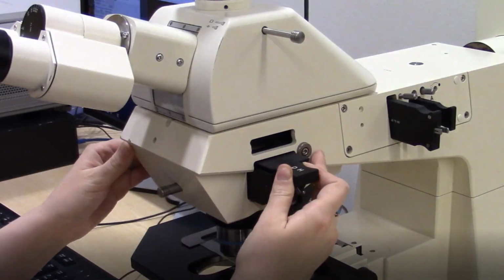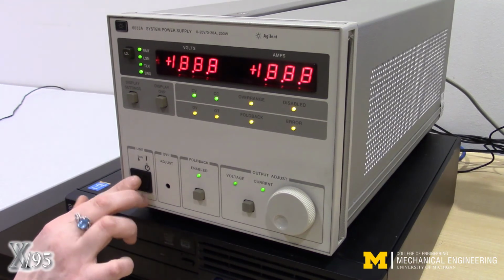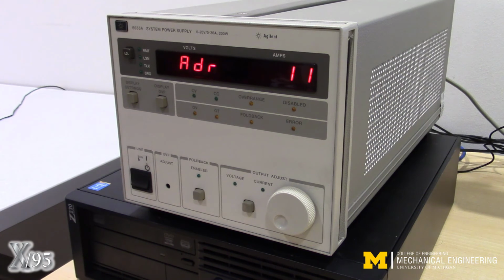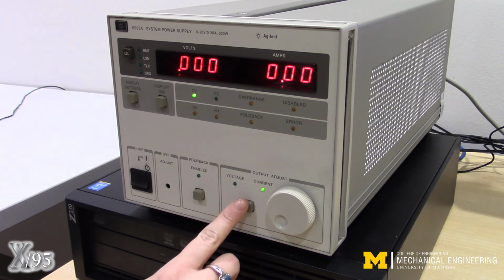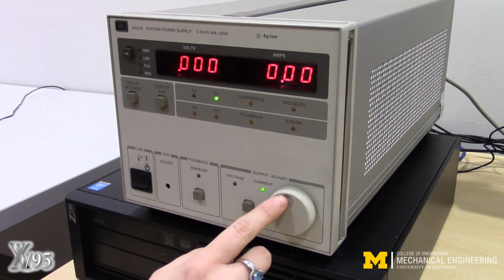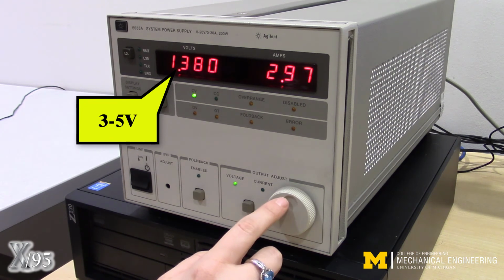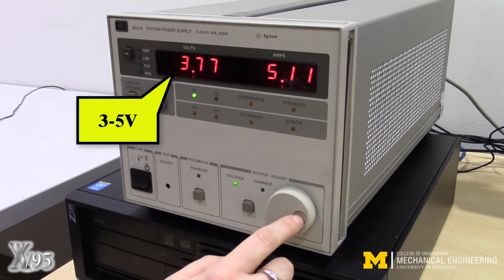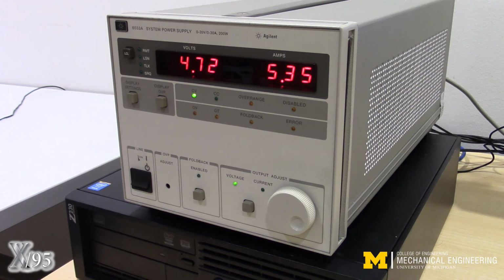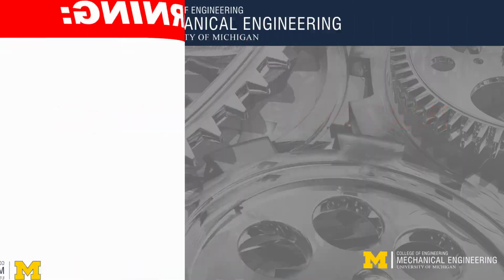For bright field illumination, verify the illumination selector is positioned inward. Turn on the DC power supply. After boot up, press the Output Adjust button to set to control voltage mode. Then use the dial to set the output voltage between 3 and 5 volts. The power supply may jump to current mode. Simply repress the button to return to voltage mode. Do not exceed 12 volts, which will damage the light source.